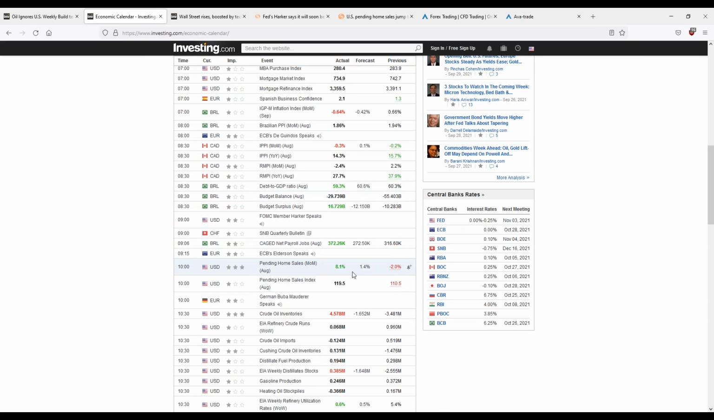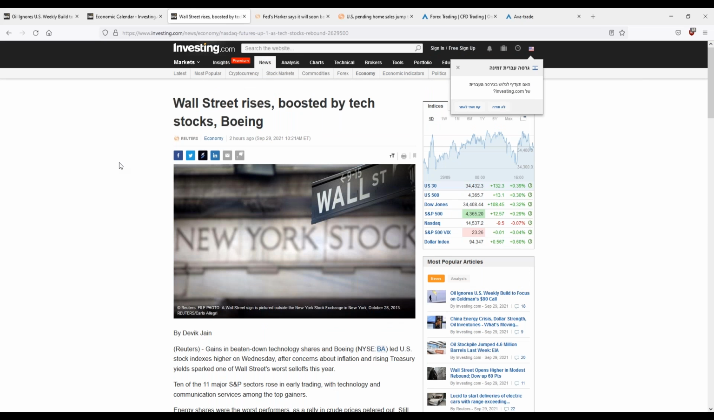Housing data very, very strong, but oil data not so strong with high inventories. Then we go on to some other headlines. Wall Street rises boosted by tech stocks and Boeing. Okay, so tech stocks and Boeing had some positive news, and that helped keep Wall Street up.